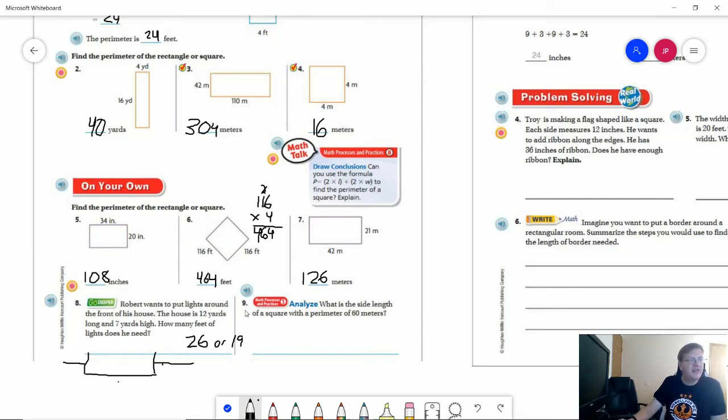For number 9, side length for a square with a perimeter of 60 meters. We can do 60 divided by 4 to get that, and we would end up with an answer of 15.